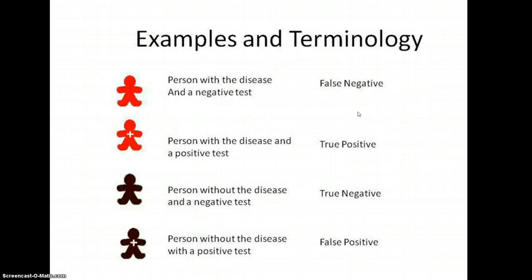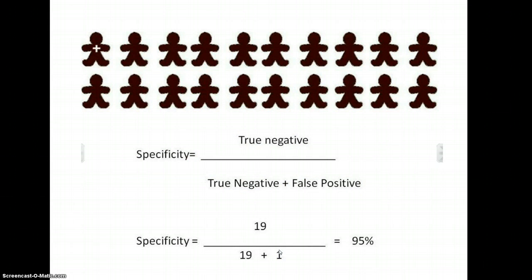Using our similar gingerbread men from Part 2, with the same key, we can now look at sensitivity and specificity as an example. Here is our population with our true positives, false positives, false negatives, and true negatives, the four outcomes from our 2x2 contingency table. To calculate specificity, we take our true negatives, which are the brown gingerbread men without a positive sign in them, and we divide that by the true negatives plus the one false positive. In this example, we have a 95%.